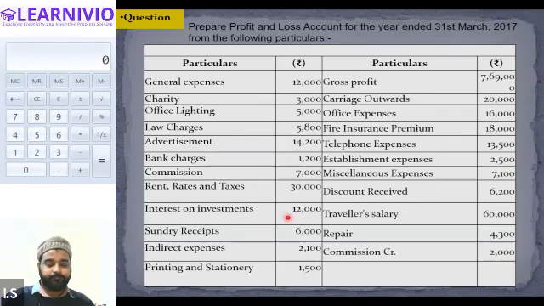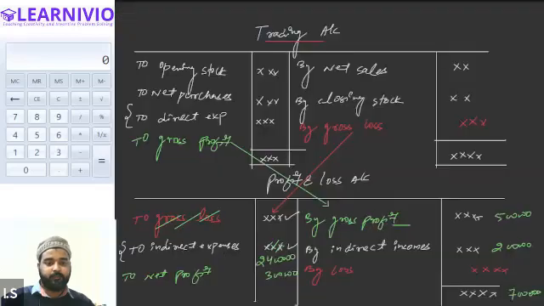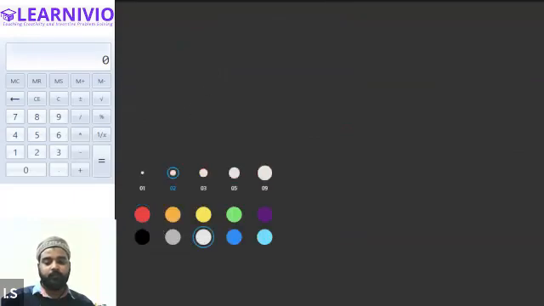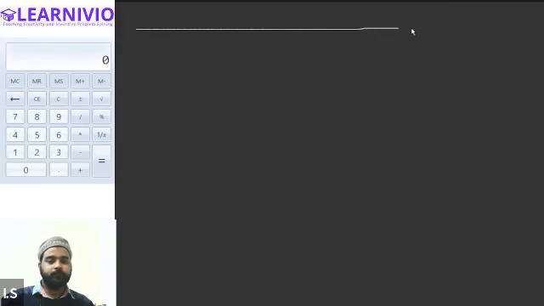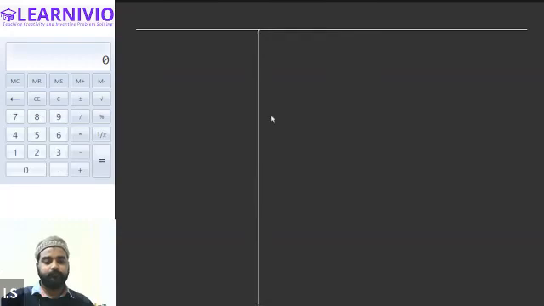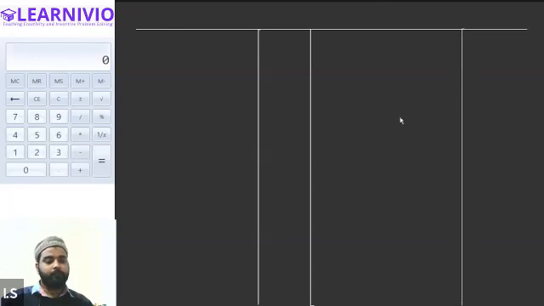All right. Now, let's first prepare the profit and loss account. So let's prepare the profit and loss account. Just a minute. Okay, so first of all, in this format, we will prepare the profit and loss account.